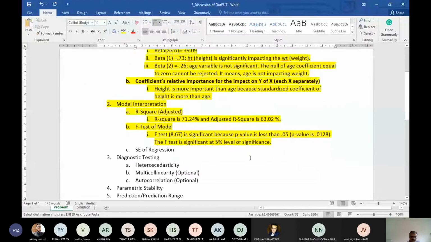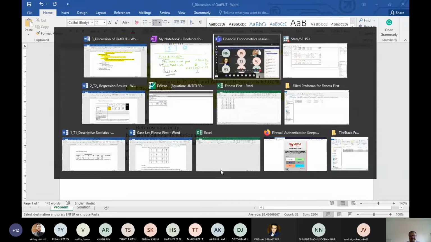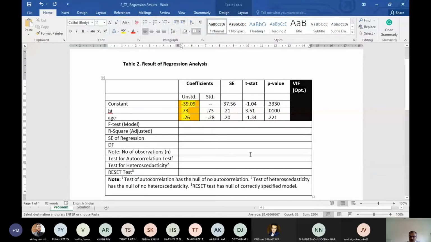So we have completed this. Now we are at the third part of the model interpretation, that is SE of regression. SE stands for standard error of regression. What happened? If you remember, we were talking when we were using this. Right now also I need to report it here.